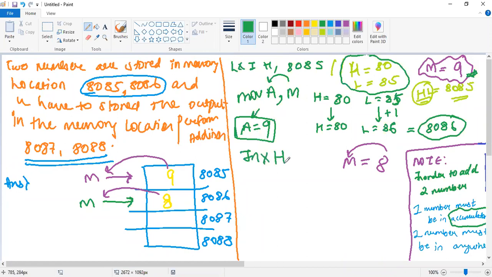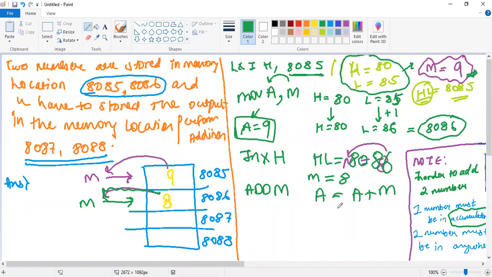When I increment H, initially this value is 8085. Now HL will contain 8086. So now my M will point here and this value will get copied. Now in M there will be 8. Now I will write ADD M. ADD M means A equals A plus M. See, in A there is 9, plus 8, which is 17.